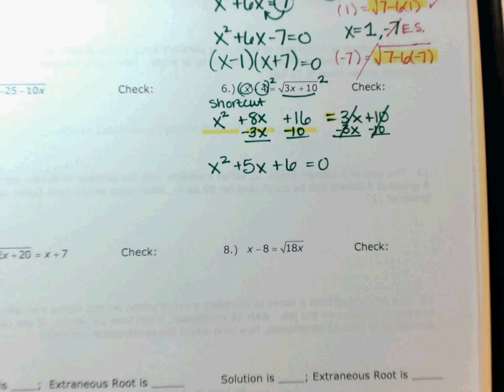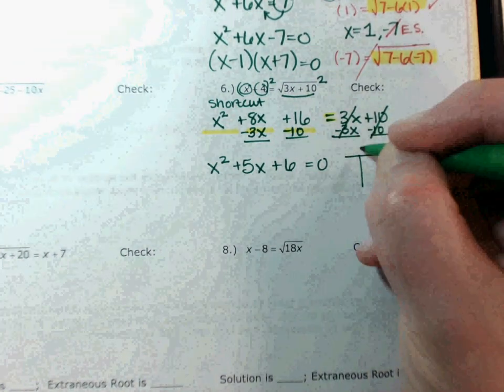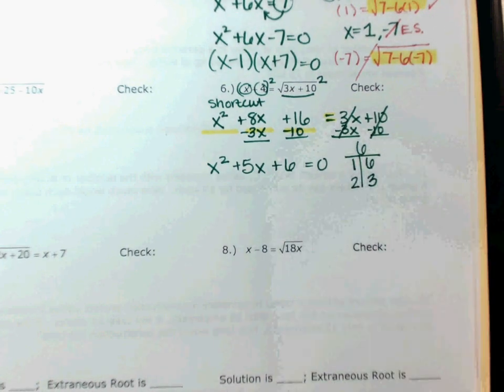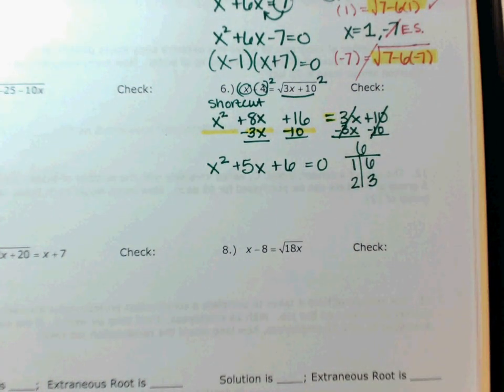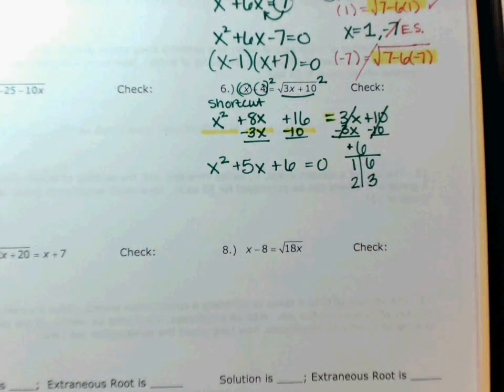Okay, from here we're t-charting. What are the 2 ways for me to times to get 6? 1 and 6, or 2 and 3. Now, 1 and 6 can subtract to 5. Is that going to work? Can 1 and 6 subtract to be 5 for this t-chart? Not if it's a positive 6, right? They have to add. So which partners do I want? 2 and 3.